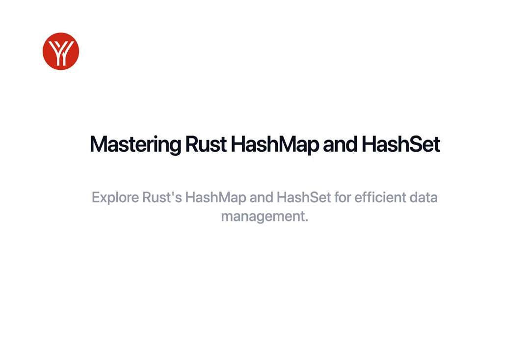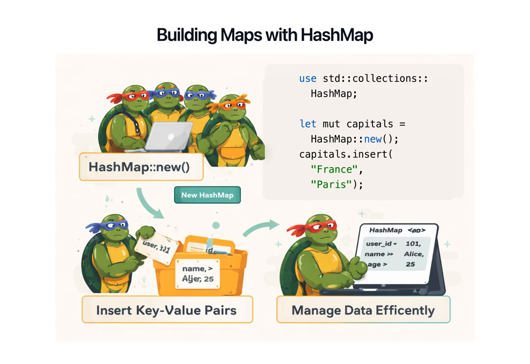Mastering Rust HashMap and HashSet. Explore Rust's HashMap and HashSet for efficient data management. Create a new HashMap using HashMap::new and populate it by inserting key value pairs. This allows you to manage collections of data efficiently.